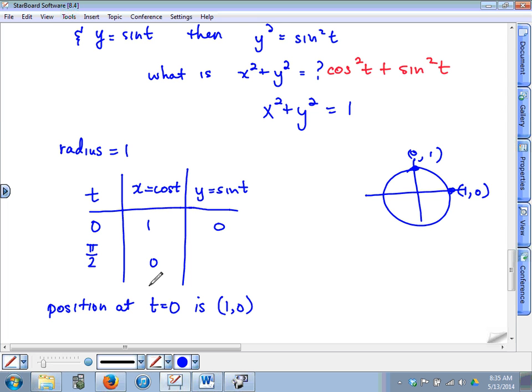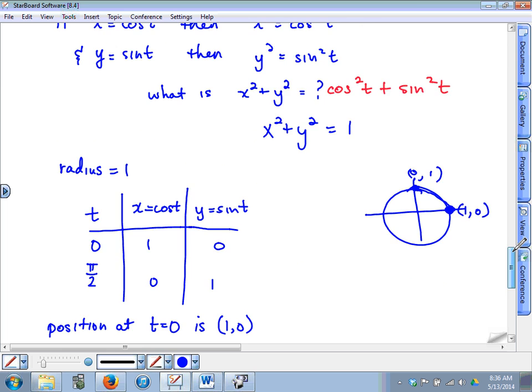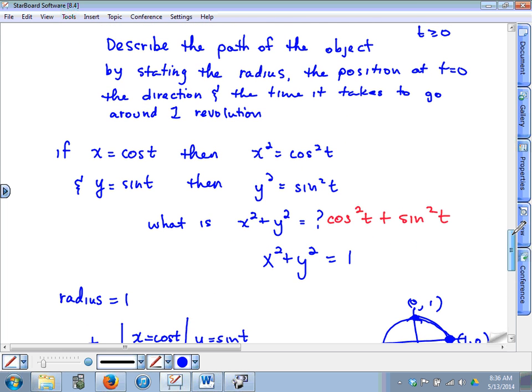And the sine of pi halves is 1. So take a look at what's happened, you guys. Our object started here at (1, 0), but when t elapsed to pi halves, our object had traveled up to (0, 1). So what does that mean about direction? What direction is the point traveling? Counterclockwise.